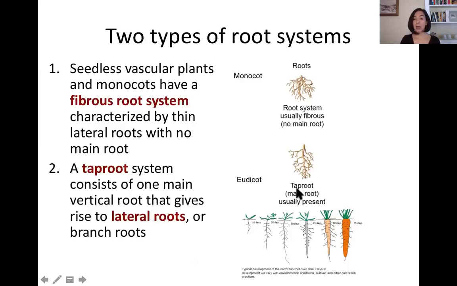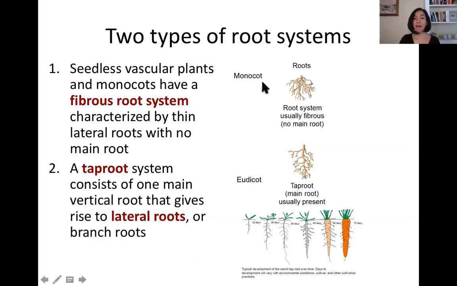In the case of the taproot, we are going to have a main root and then some secondary roots or finer roots coming out of this main root. This is a carrot, and you can see how the carrot keeps growing and growing, and the main root is the thing that we eat. And then if you are careful when you're eating your carrots, you can see the little eyes that are the secondary roots, or the points where secondary roots emerge.